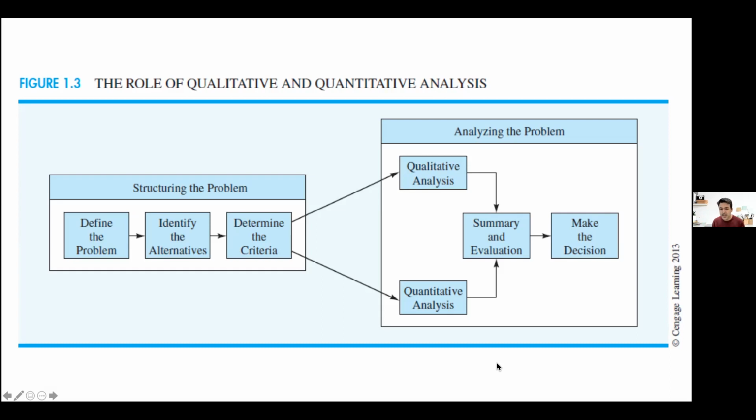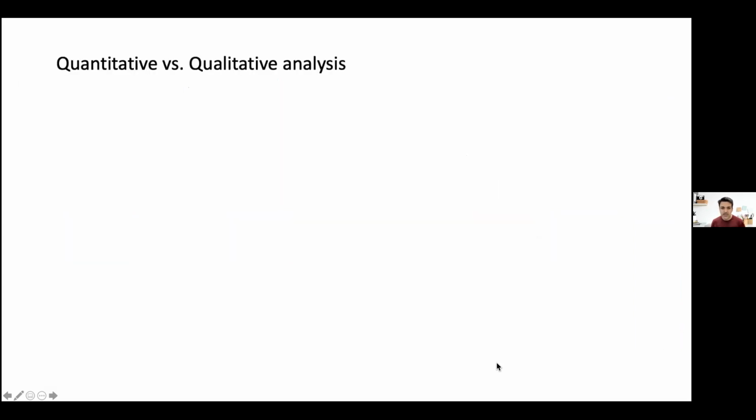You have two ways to analyze a problem, and that part is the last step. When you want to evaluate those options, you can do it qualitatively or quantitatively. So quantitative analysis or qualitative analysis, and then summarizing and evaluating and making the decision. These are different approaches, qualitative and quantitative. So let's talk about those.